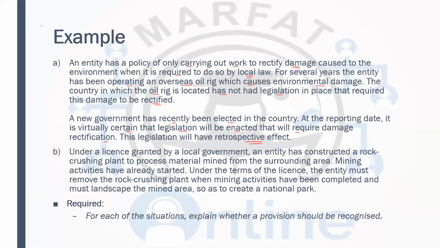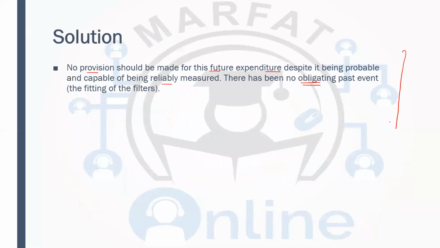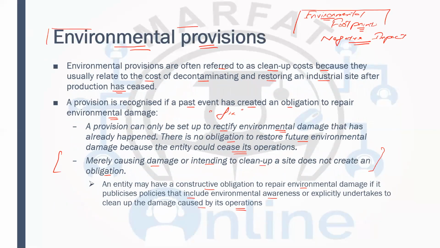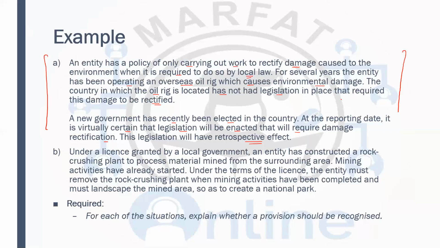So currently there is no law, but there is a law which is coming up, and if the law comes, that will require the damage to be fixed. Under a license granted by a local government, an entity has constructed a rock crushing plant to process material mined from the surrounding area. Mining activities have already started. Under the terms of the license, the entity must remove the rock crushing plant when mining activities have been completed and must landscape the mined area so as to create a national park.